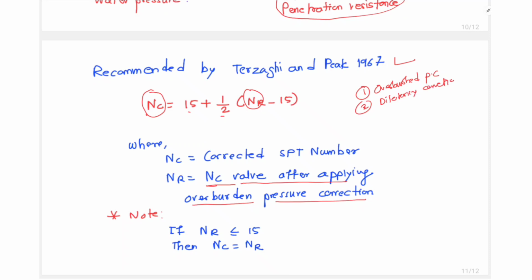Okay. Then there is another guideline that before applying the dilatancy correction, if the NR, that is the recorded standard penetration number, is less than or equal to 15, then the guideline says we have to take NC equal to NR directly. Okay, these are the guidelines.